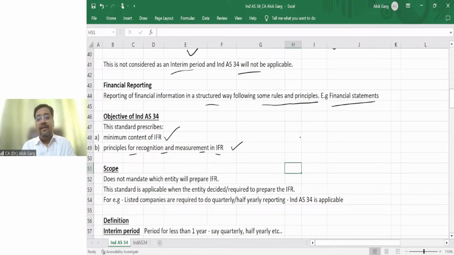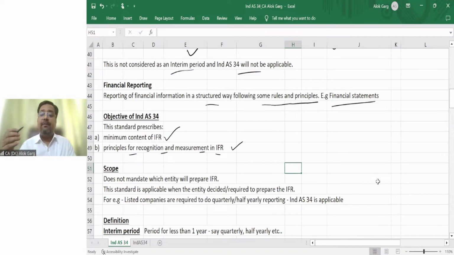Since these interim financial statements are for less than a year, what could be the principle for recognition and measurement? For example, income taxes. Income tax will always be for the full year, right? You are filing your return of income for the full year, not for the interim period.